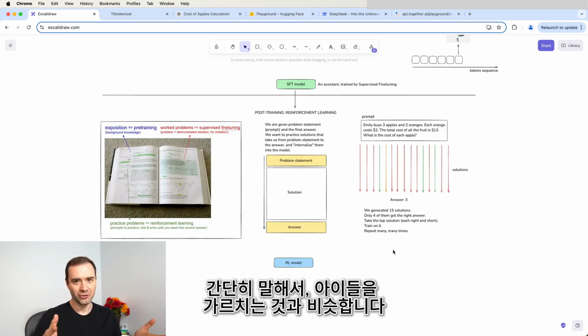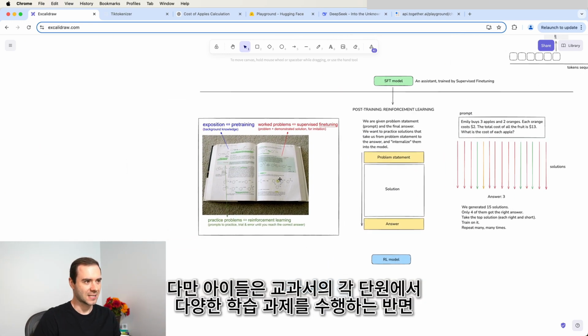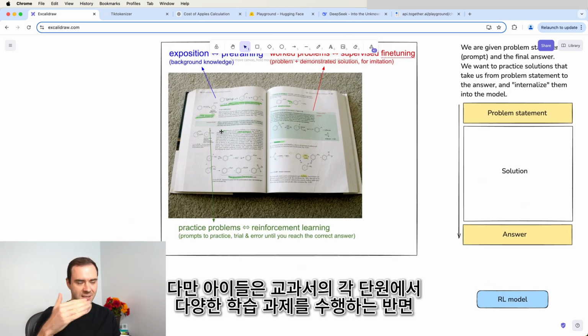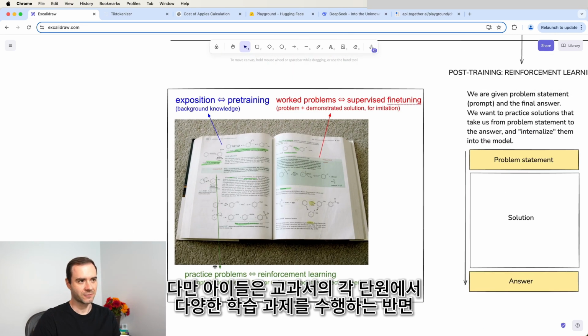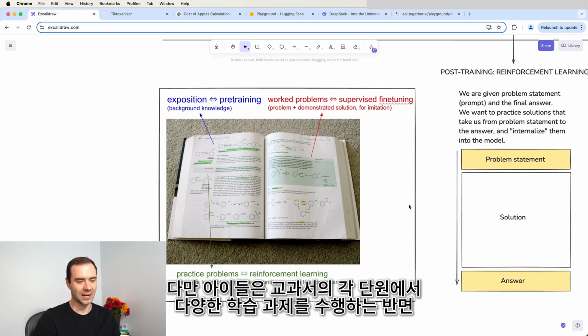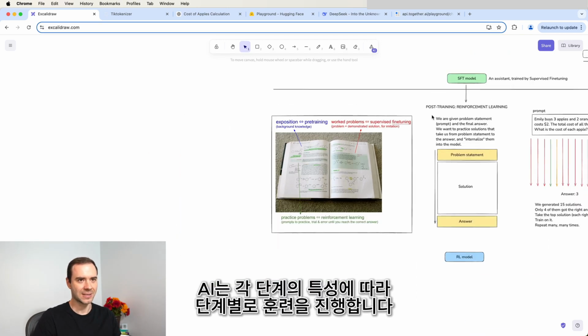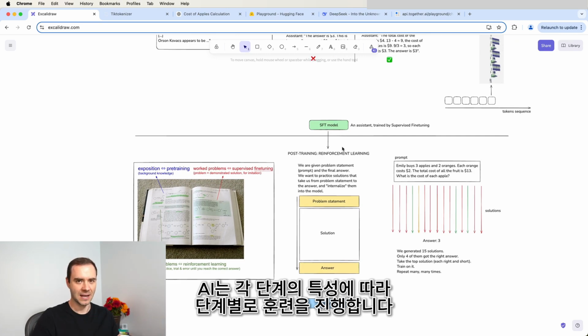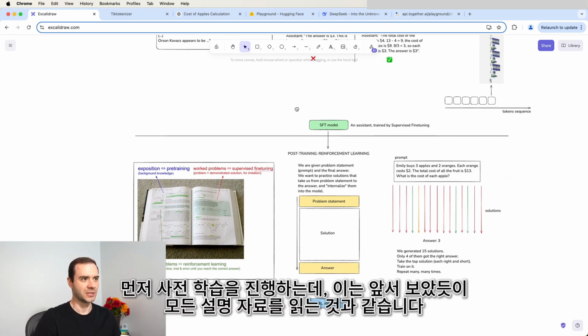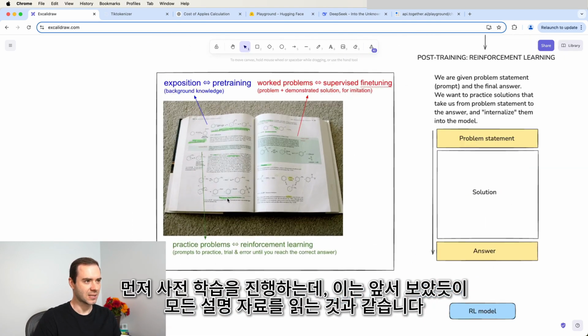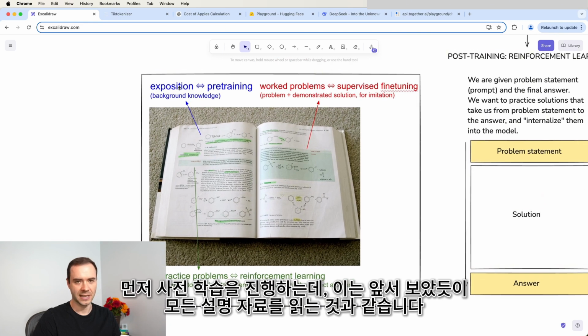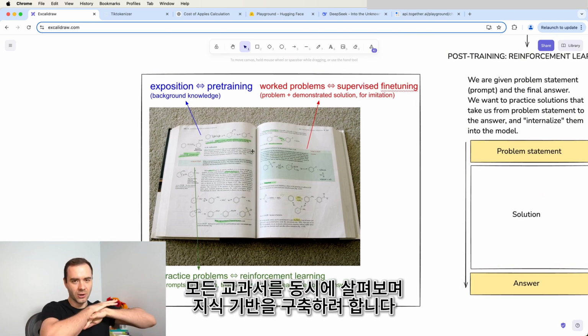In short, we train them very similar to how we train children. Basically, the only difference is that children go through chapters of books, and they do all these different types of training exercises within a chapter of each book. But instead, when we train AIs, we do it stage by stage, depending on the type of that stage. So first, we do pre-training, which, as we saw, is equivalent to reading all the expository material. We look at all the textbooks at the same time, and we read all the exposition, and we try to build a knowledge base.